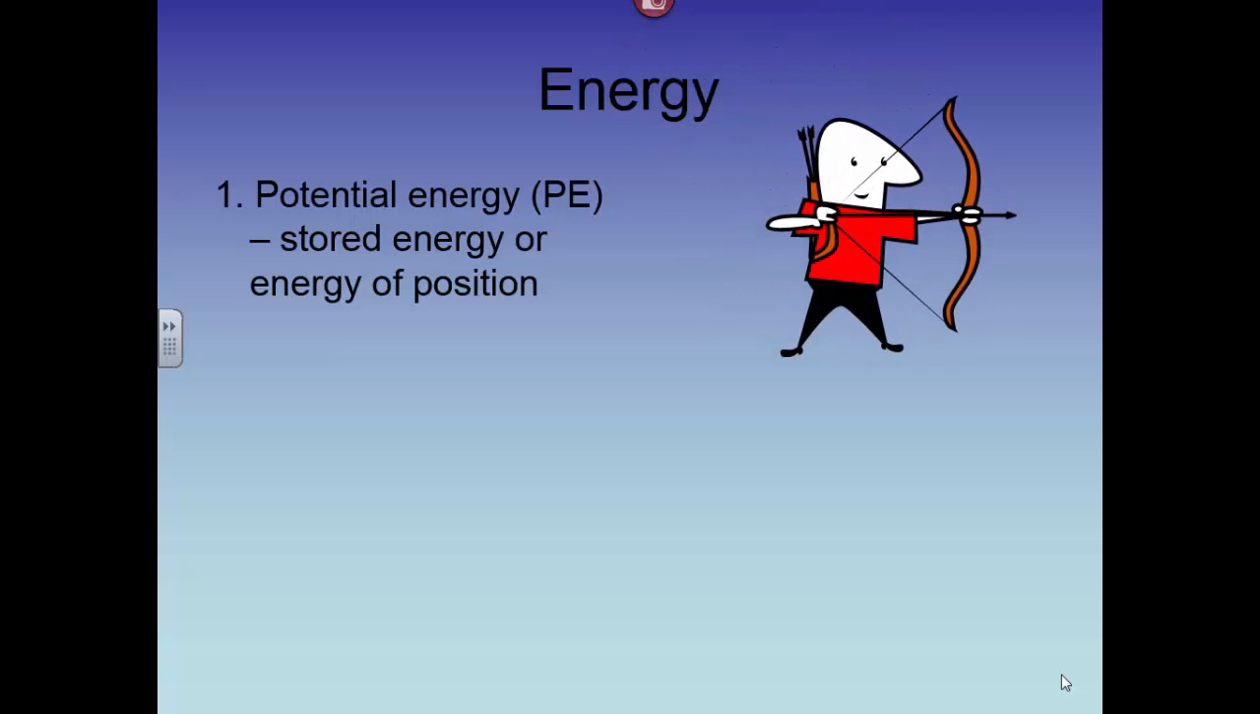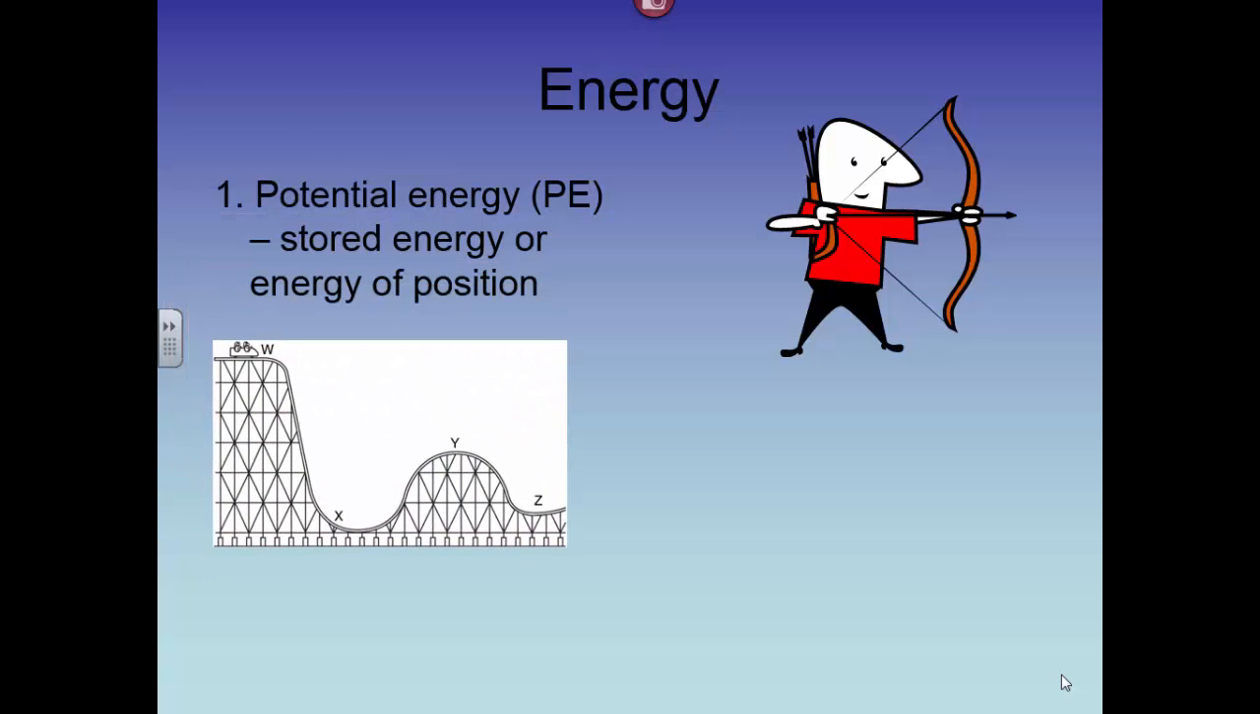Another example is an archer who is just about to shoot an arrow. When you pull the string back, there is energy stored in that string because the string is stretched to its capacity. As soon as you let that string go, then that energy is being used to make a change. So while the string is pulled back, it's potential energy. It has the potential to cause a change.